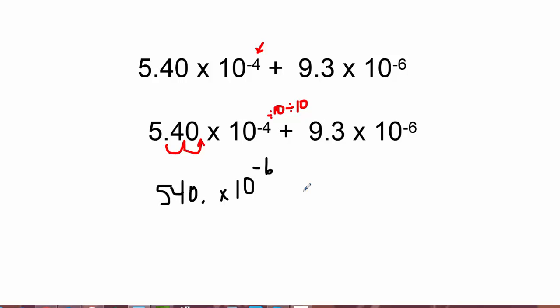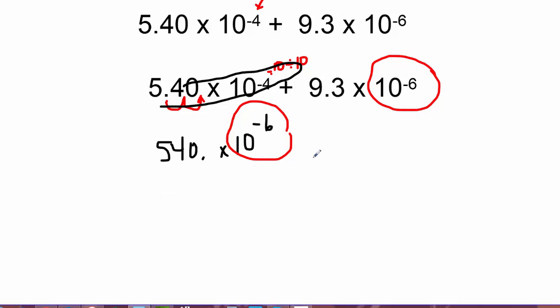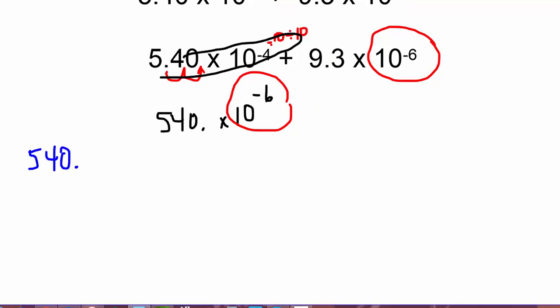So now we've got both numbers written with like terms, same powers of 10, so we're ready to go ahead and add up our digits. And stick with me for a moment here. So 540 with the decimal place after the 0 plus 9.3. Bring down my 3. 0 plus 9 is 9, 4, and bring down the 5. 549.3.